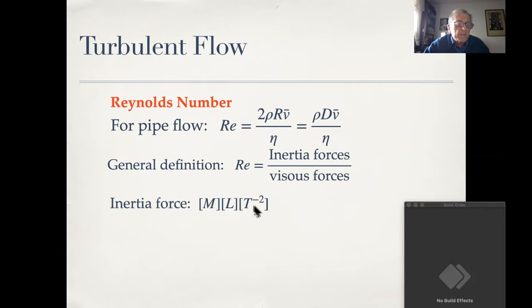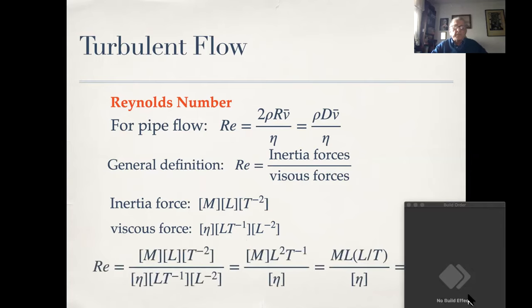Inertia force is just mass times length divided by time squared, the mass per unit volume. The viscous force is the viscosity times, remember, the area times the gradient of the velocity. And if I put it there, then this is a simple calculation similar to what we have done, and this gives us this expression. So this is the Reynolds number.